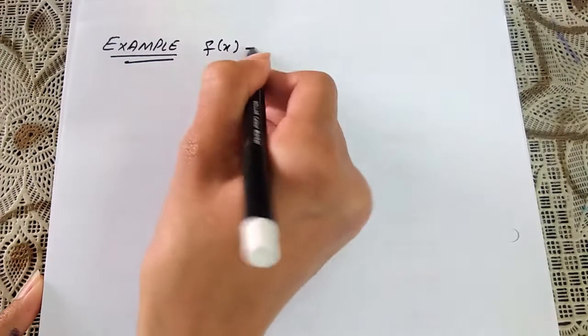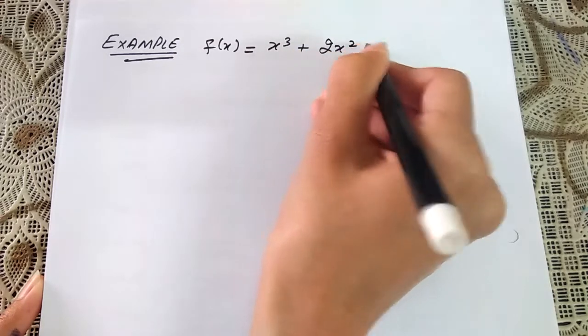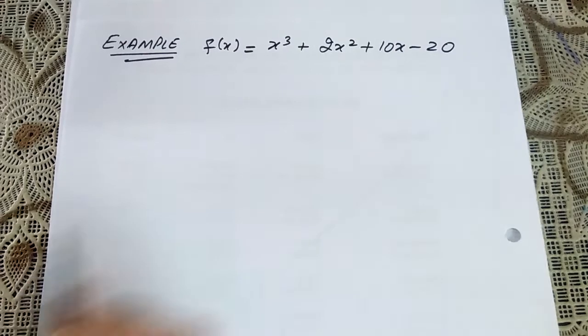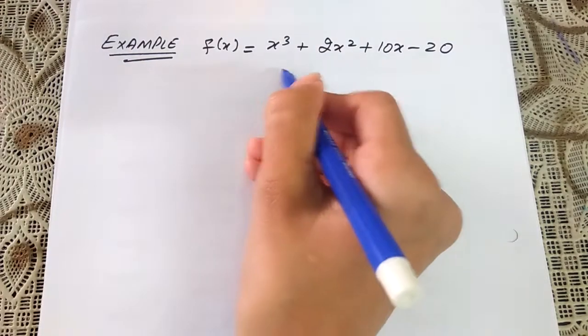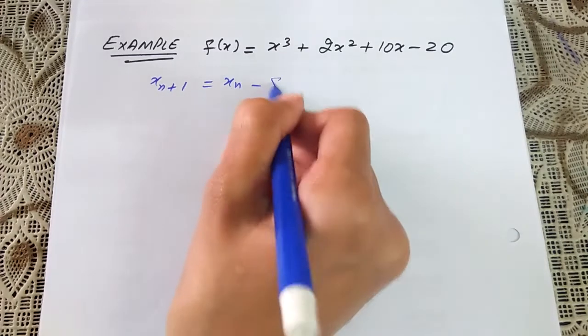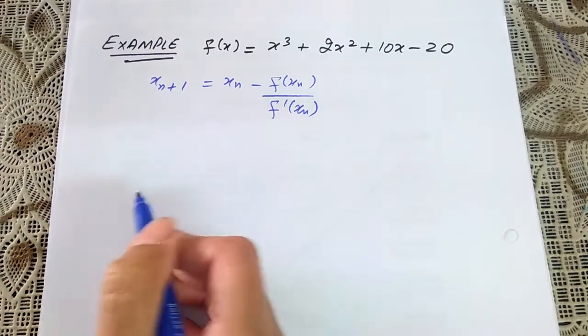Let's suppose f of x equals x cube plus 2x square plus 10x minus 20. We have to find the roots of this equation. First of all, we know that the Newton-Raphson formula is x(n+1) equals xn minus f of xn divided by f dash of xn.